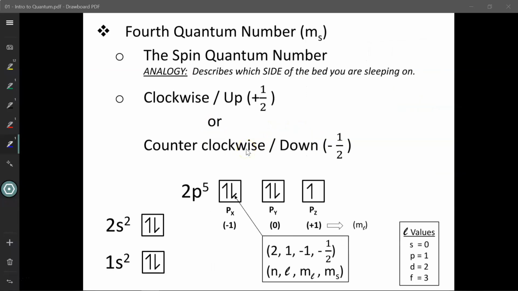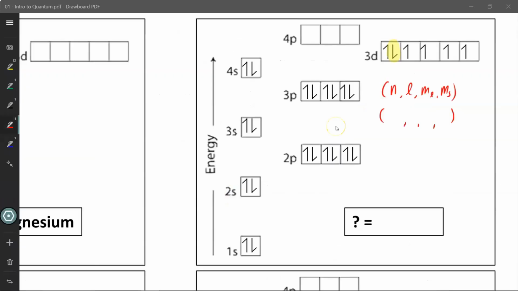Alright, so the final number we're dealing with is the 4th quantum number. This is known as the spin quantum number, denoted with the symbol m sub s. It can have 2 possible values, a positive half representing a clockwise or up spin, and a negative half that represents a counterclockwise or down spin. If you recall, each suborbital holds a maximum of 2 electrons. So to minimize the amount of repulsion between electrons, one must have a clockwise spin, while the other one has a counterclockwise spin, and that's denoted by a pointing up or pointing down. Alright, so let's put it all together now.